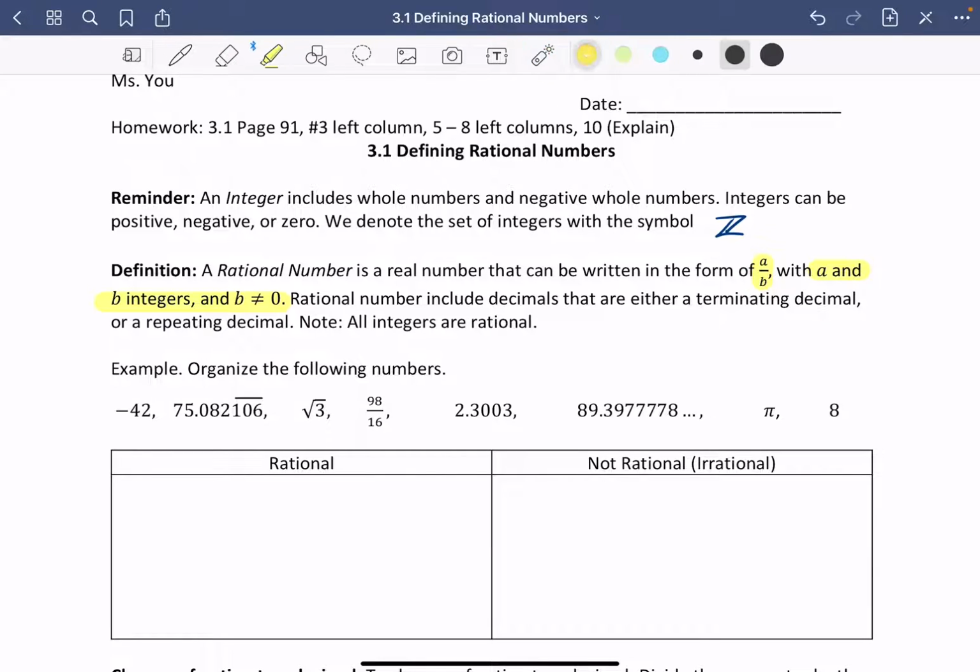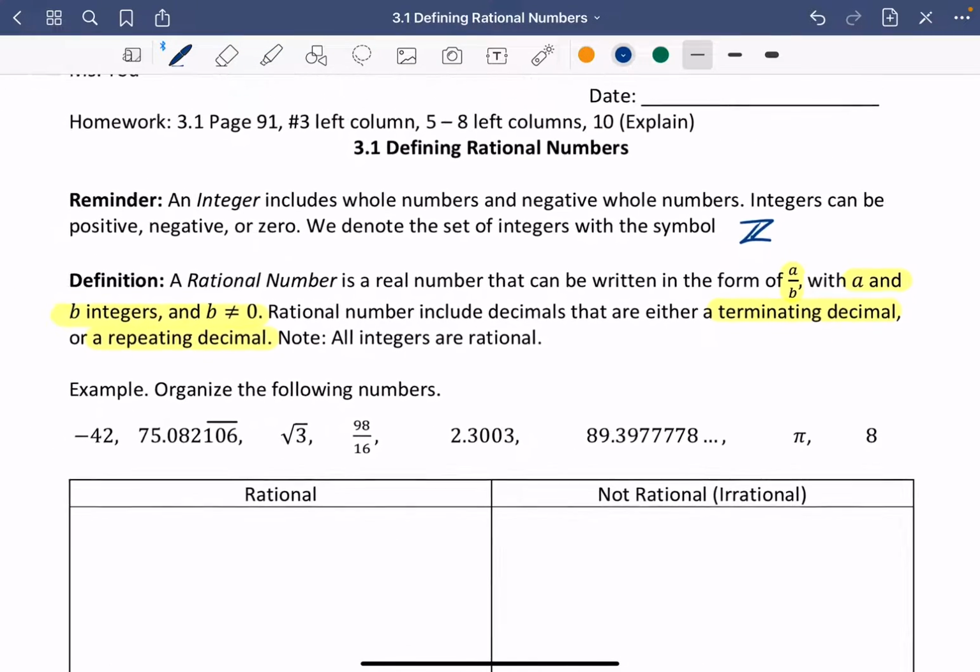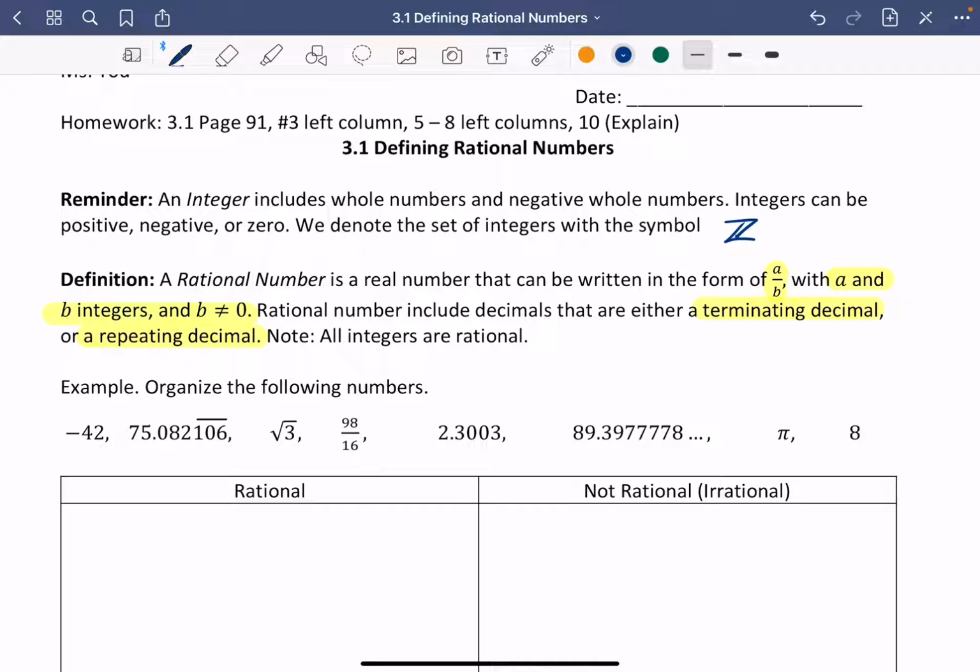And so rational numbers include decimals that are either a terminating decimal or a repeating decimal. Now, you guys might not understand what terminating decimal means. A terminating decimal just means a decimal that stops. For example, 3.5. This is a terminating decimal because the decimal ends.